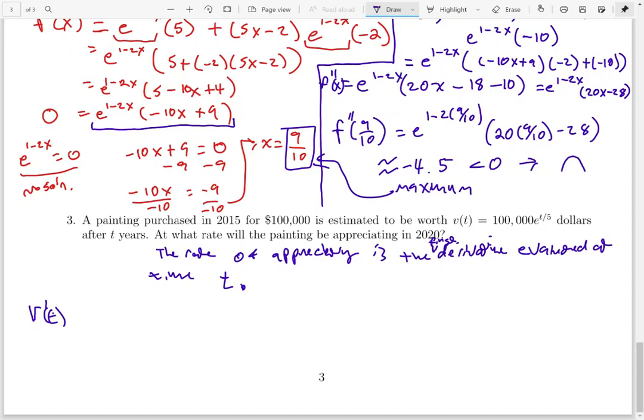Well, v prime of t, that's 100,000 times e to the t fifths. Well, the derivative of a constant times a function is the constant times the derivative of the function, and so that's going to remain 100,000. And then I have really just 1/5 t, so that's going to be e to the 1/5 t, or t over 5, but then the derivative of the inner function is just going to be 1/5. And so specifically, this is 100,000 divided by 5, or 20,000 times e to the t fifths.